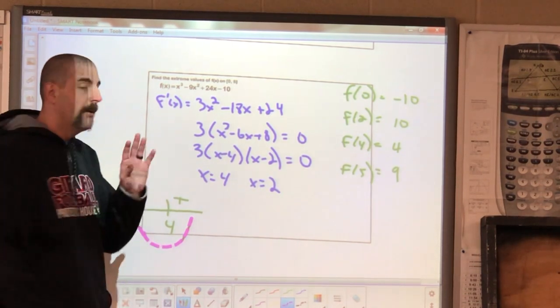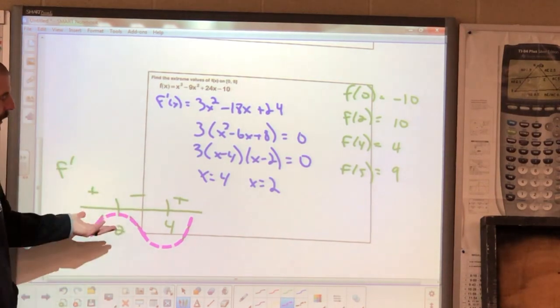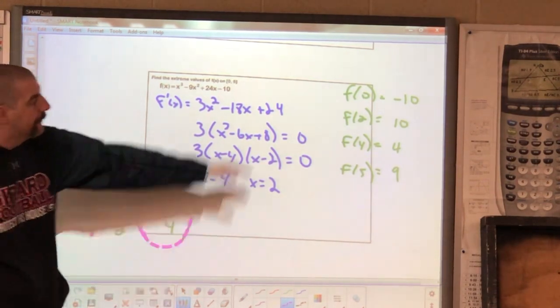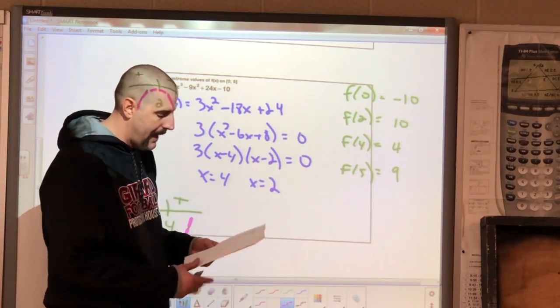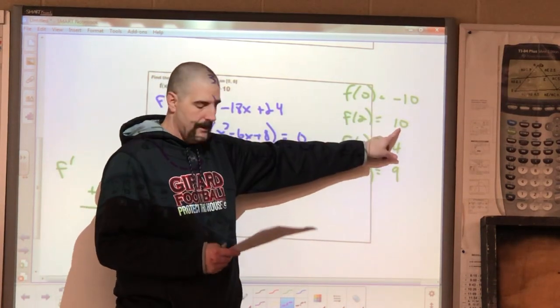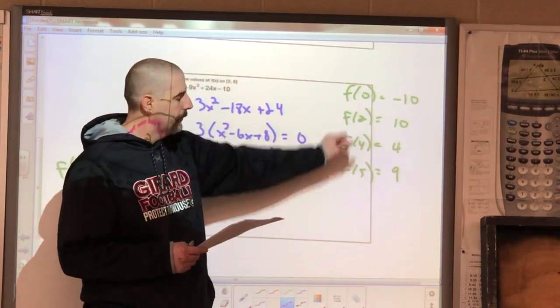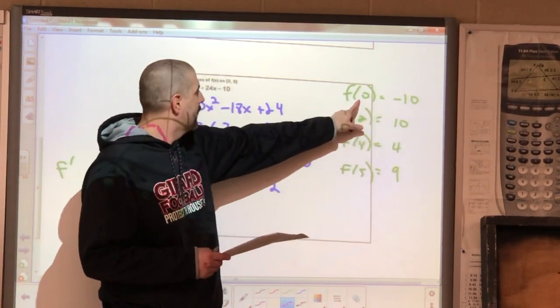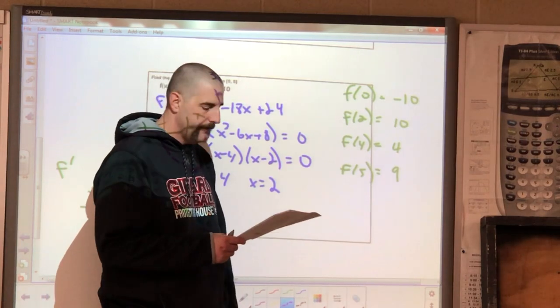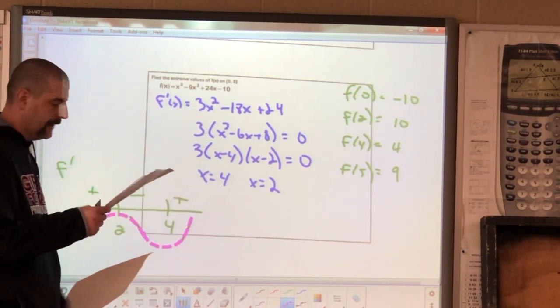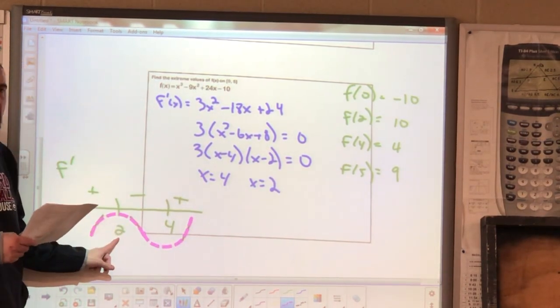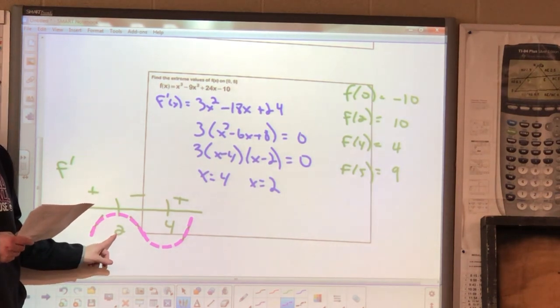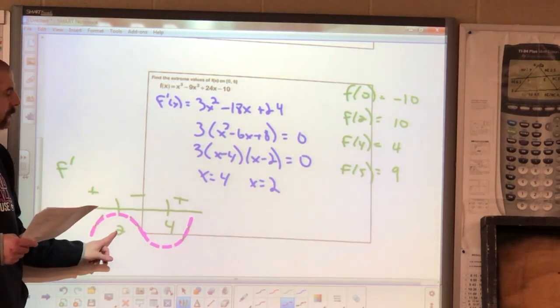So we've now identified some key points on this graph. What have we identified? From here, we know that the absolute max is 10, and it's at x equals 2. We know the absolute min is negative 10, and that's when x is 0. All right? Then, over here, we have 2 is also a local max. Okay? 2 is also a local max.